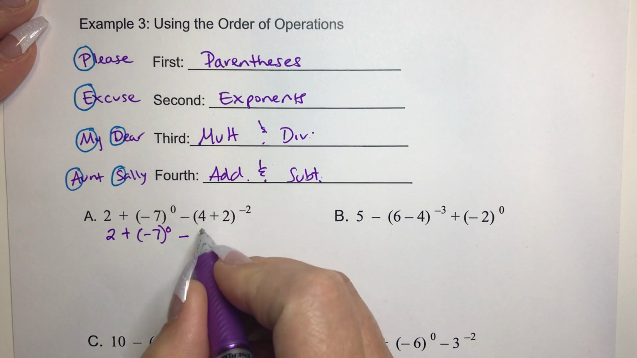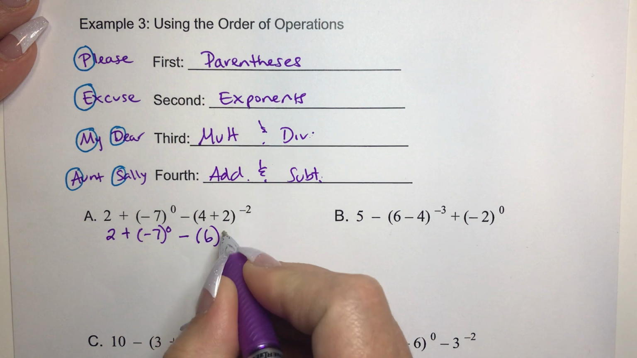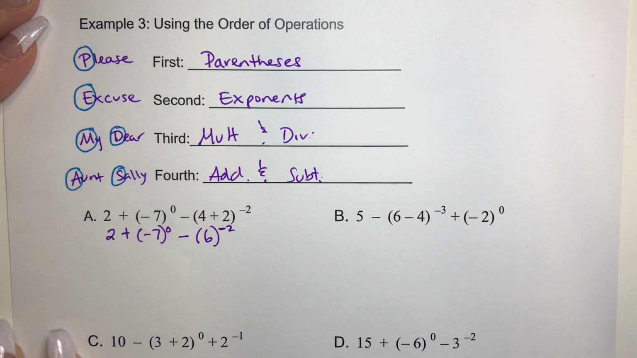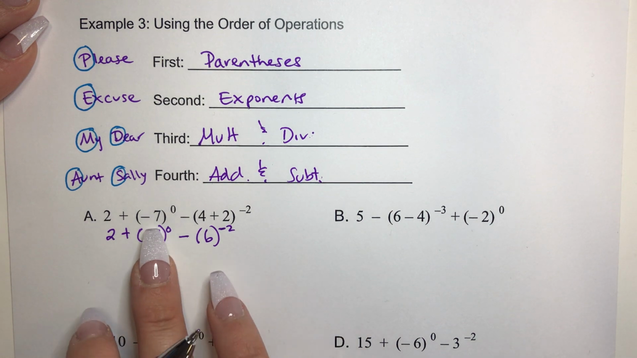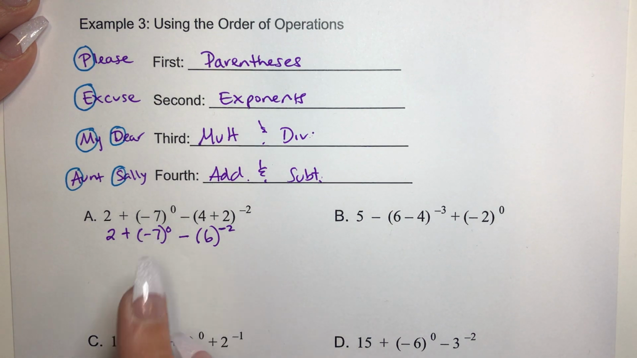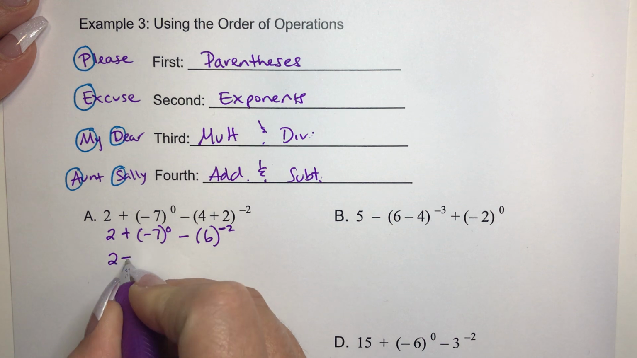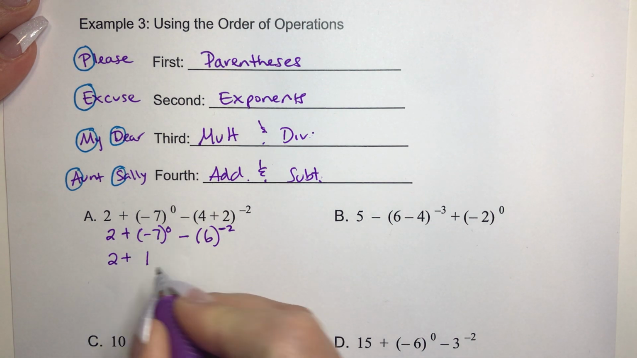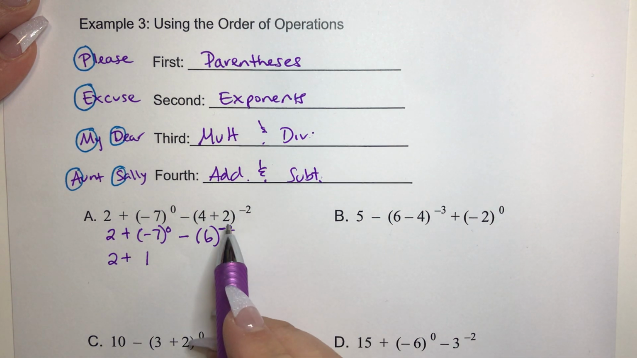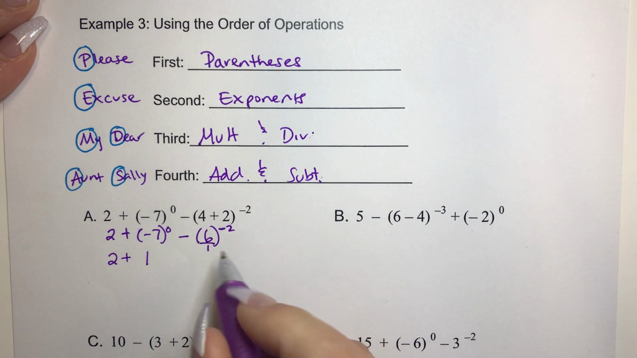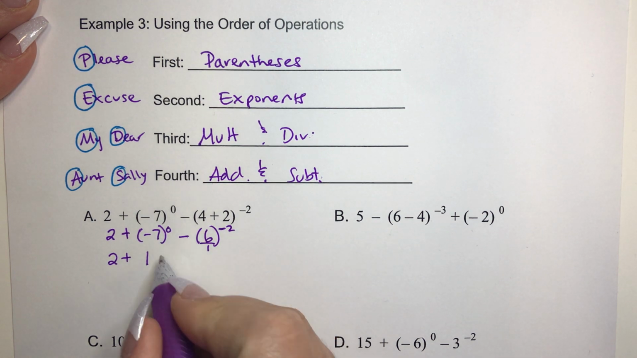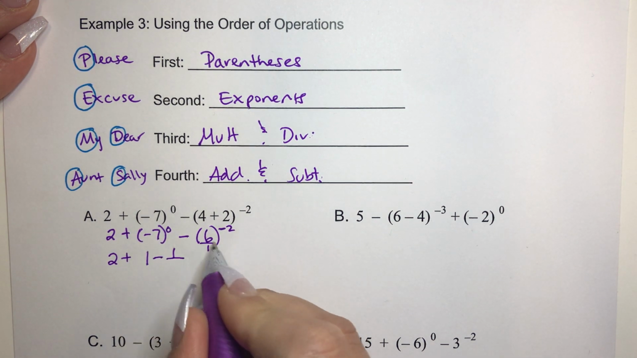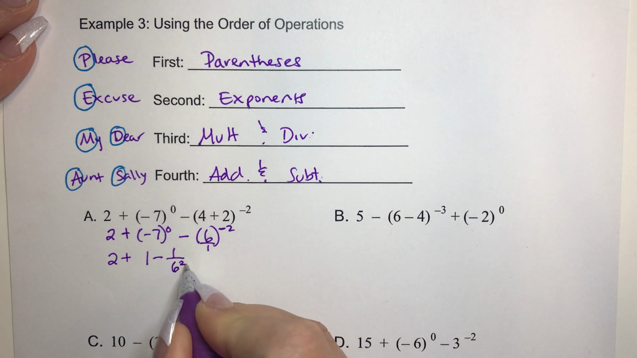Okay, 4 plus 2 is 6 to the -2. All right, now I'm going to simplify. So here we have exponents, right? We know anything raised to the 0 power is just 1. So I'm going to rewrite the 2 plus, and -7 to the 0 power is 1. And then what do we have? We have a negative exponent, right? So whenever we have a negative, that just means, hey, if that number's in the top of the fraction, let's go ahead and flip it down to the bottom. So it's going to be 1/6 squared.